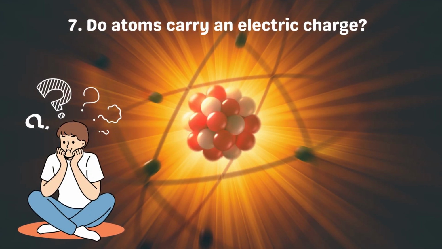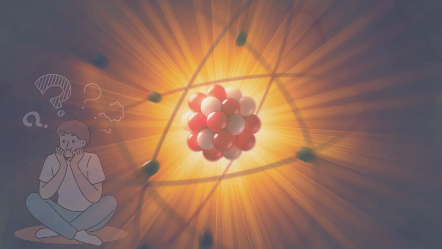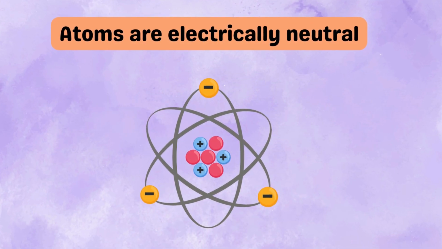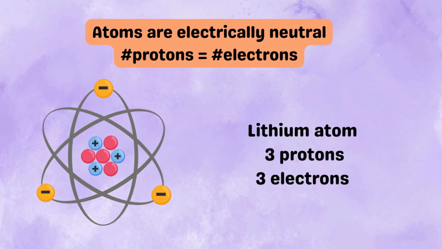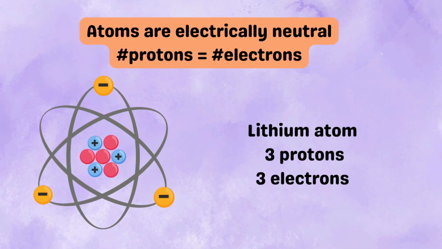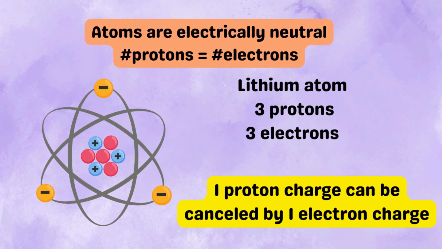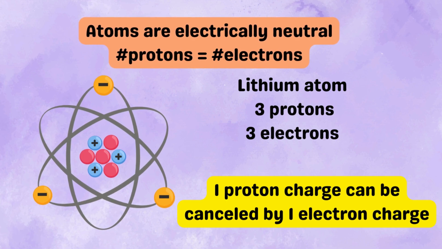Question 7. Do atoms carry an electric charge? No, atoms are electrically neutral. So the number of protons is always equal to the number of electrons in an atom. The positive charge of a proton is cancelled by the negative charge of an electron.